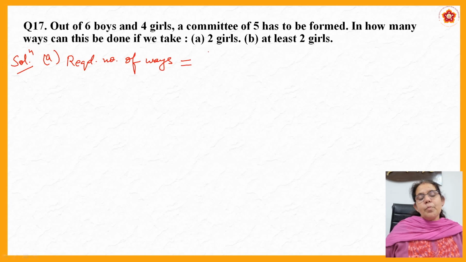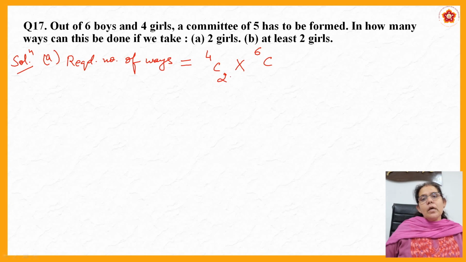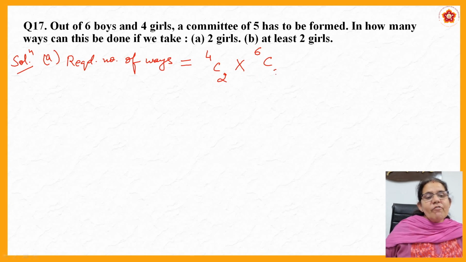If you look at the first part, it clearly says that only 2 girls need to be taken. So if we have to take only 2 girls, what was the total number of girls available? 4 girls. Out of 4 girls, 2 have been chosen. And we have got 6 boys. Committees should comprise of 5 people. So 2 are girls. How many more do we need? We just need 3 more.